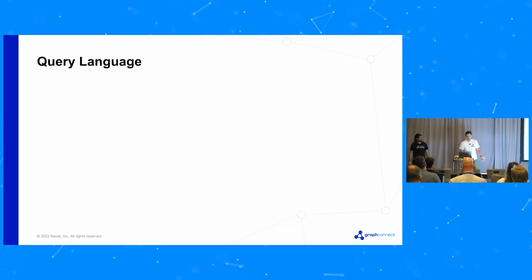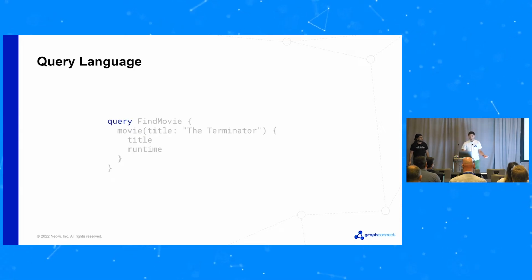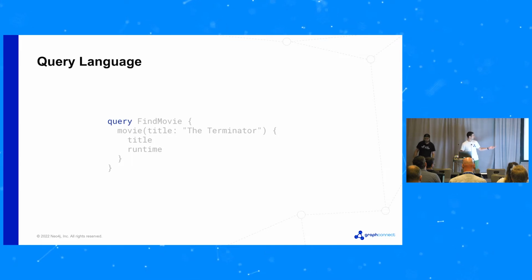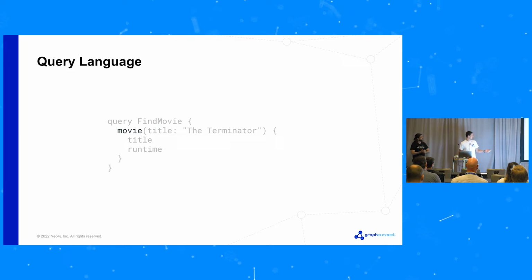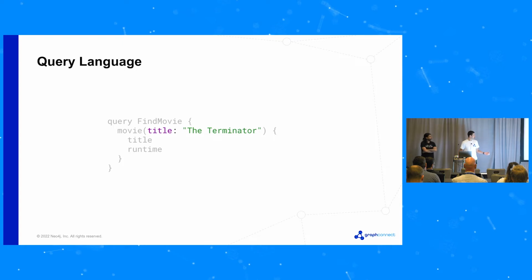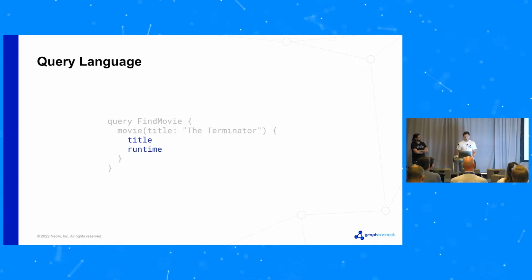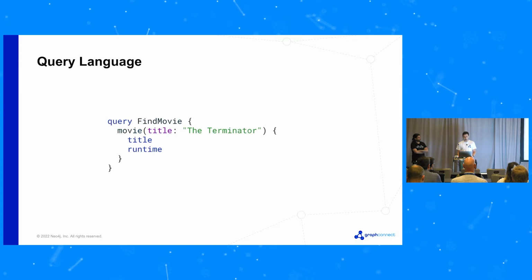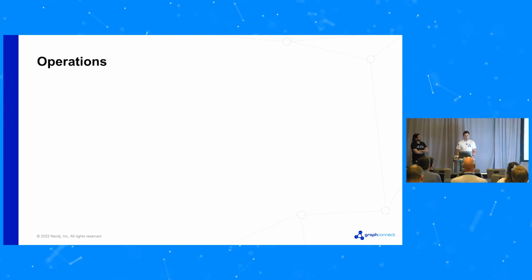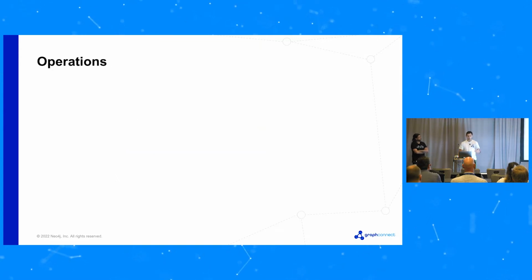And then you have the query language. With this one, you can see these are the operations. So it's a query operation. The name of the operation is find movie in this case. And then movie is the root level field that we're going to go and fetch. And you have arguments. In here, we're going to look for the Terminator. And then finally, the selection set, which describes what you're going to be fetching back from that GraphQL API.